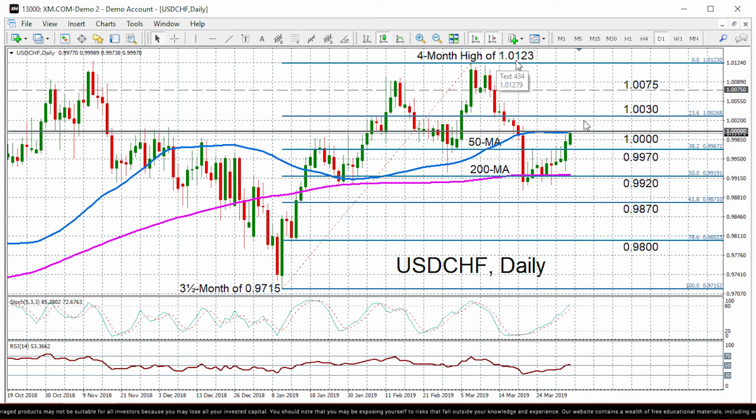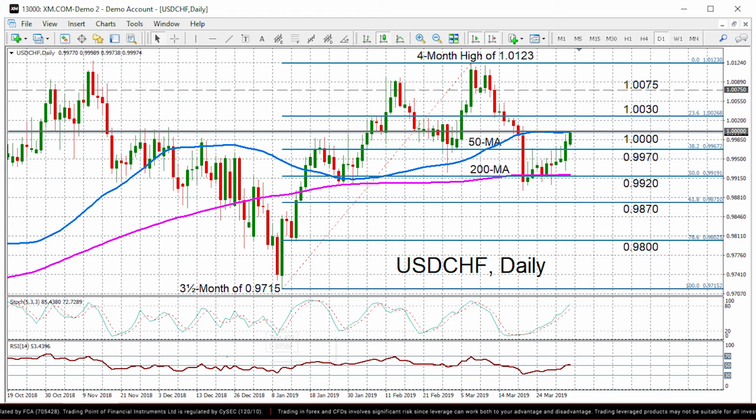If though prices are unable to break above the immediate resistance at the 1 level, they could slip back downwards, first at the 38.2% Fibonacci at 0.9970, followed by the 0.9920 level. That's the 50% Fibonacci, and is also near the 200-day moving average. So a key support level there around 0.9920. If broken, it would shift the short-term picture back to a bearish one, and then we could see the 61.8% Fibonacci at 0.9870 coming into focus.